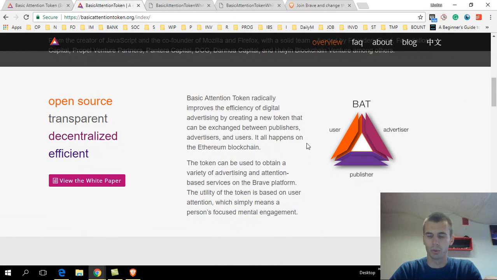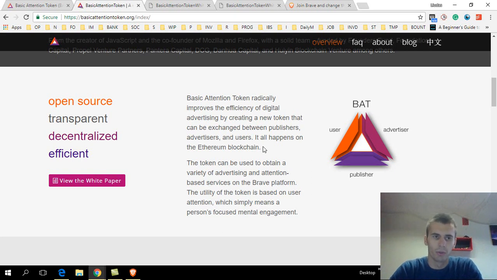And for example, you will have a list of websites that you browse the most, and you will be able to send them your basic attention tokens and reward them for their content. Instead of just watching their ads, you will be sending their tokens for them. Well, it's not mandatory or anything, but it's going to be this economy, and this cryptocurrency is going to be used a lot.